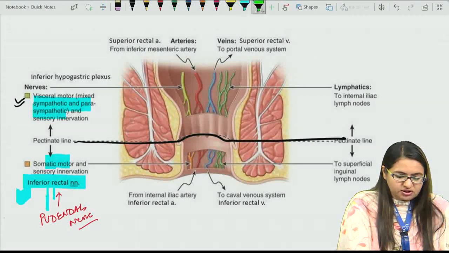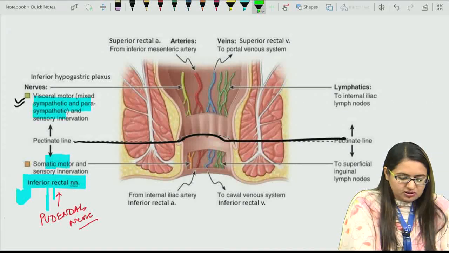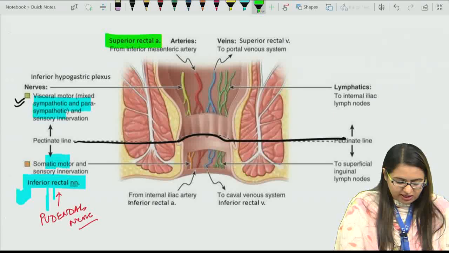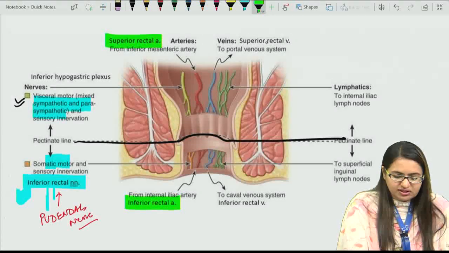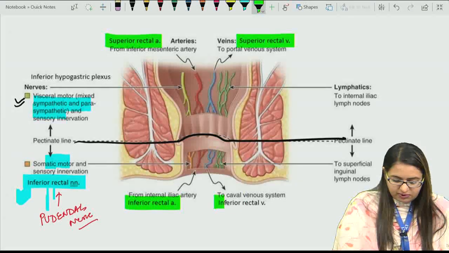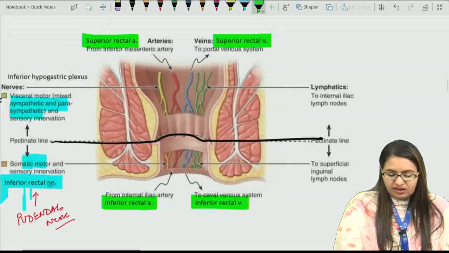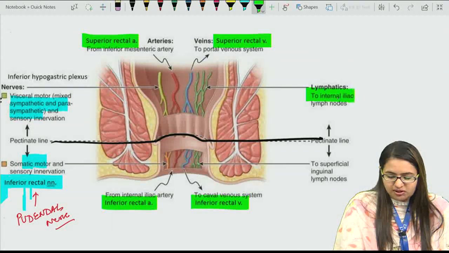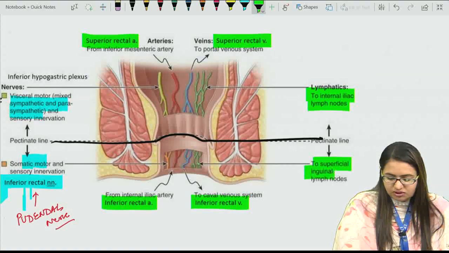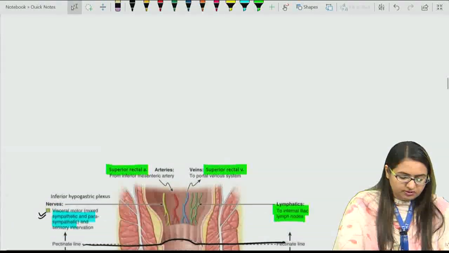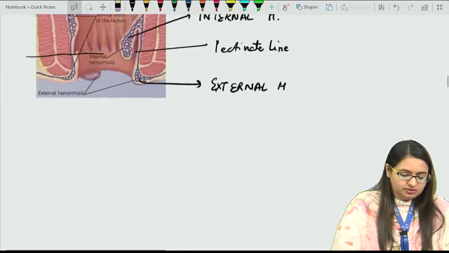Now if we talk about the rest of the structures, the arterial supply for the upper portion is by the superior rectal artery. Below the pectinate line it is supplied by the inferior rectal artery. For venous supply, above the pectinate line it drains into the superior rectal vein, and below the pectinate line it drains into the inferior rectal vein. For lymphatic drainage, the upper portion drains into the internal iliac lymph nodes, and below the pectinate line it drains into the superficial inguinal lymph nodes. So in this way this whole portion is different.